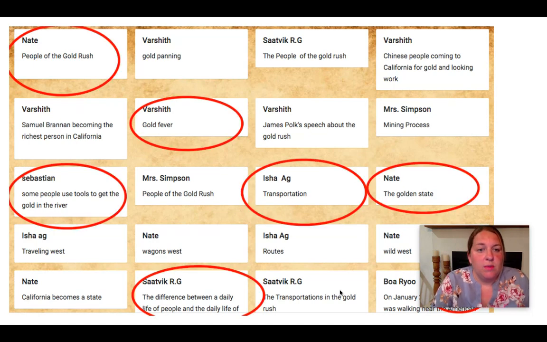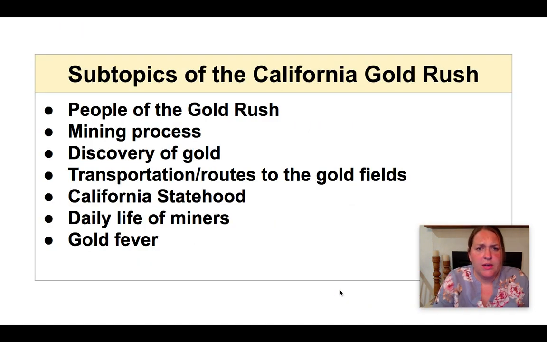So I circled some of the ones that kept repeating, like transportation and people of the gold rush and tools. And I created this document, subtopics of the California Gold Rush. So we can add to this, but so far we have people of the gold rush, mining process, discovery of gold, transportation and routes to the gold fields, California statehood, which is California turning into a state, daily life of miners, and gold fever.